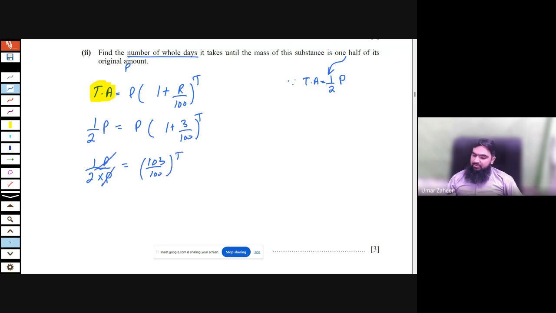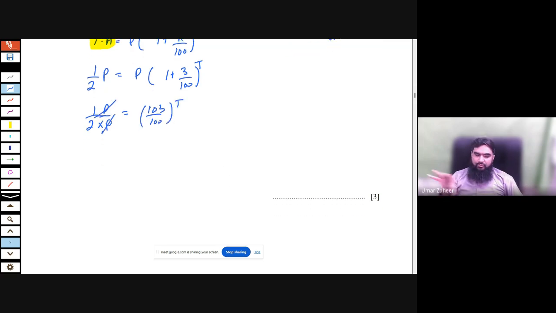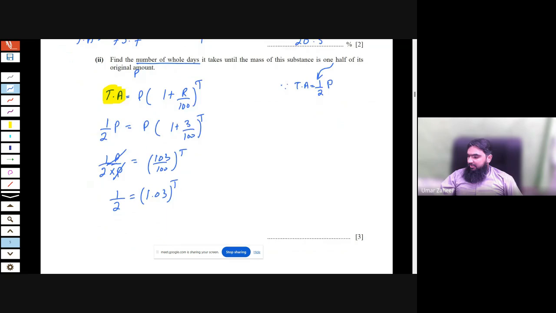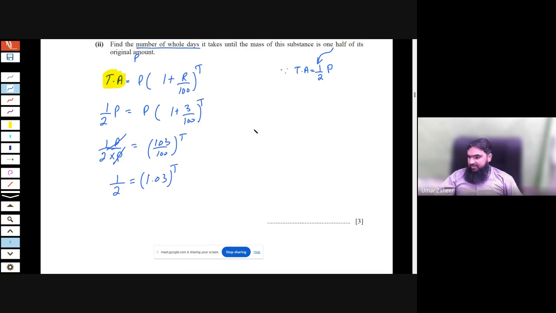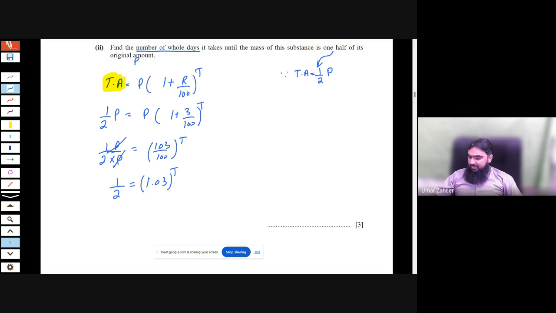P will cancel out. Now the whole equation is converted into t. Now we can simplify: it is 1.03 whole power t. All right, now basically here we need to take the log. Obviously the log is not in your syllabus, so what we will do is go for the hit and trial method. Let's see how to substitute different values, and we will see where we get 0.5.